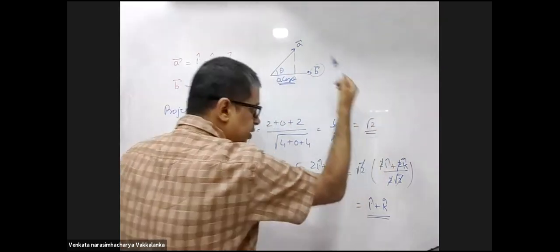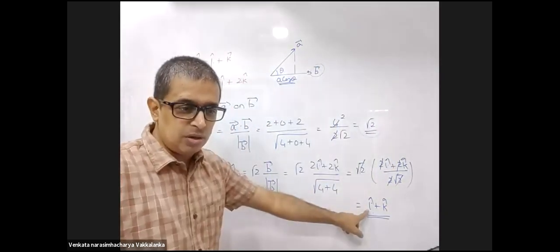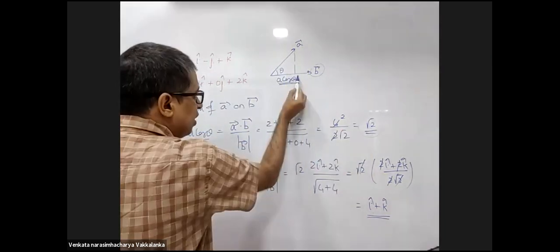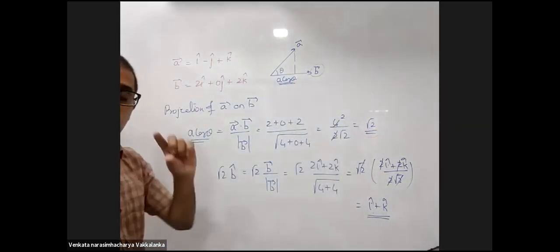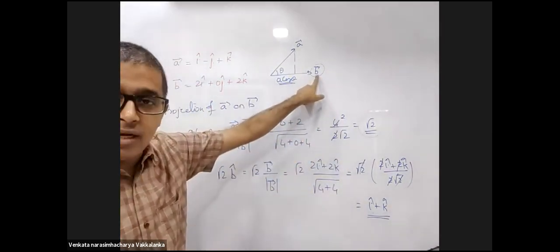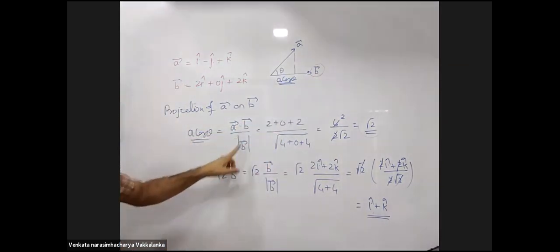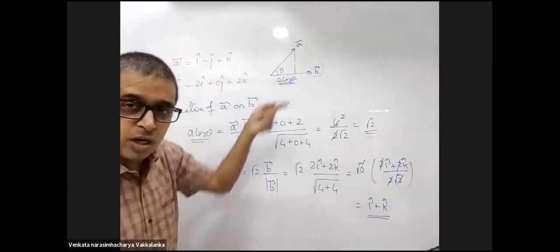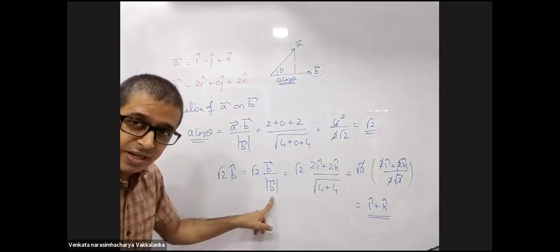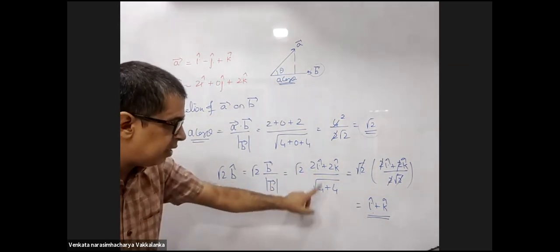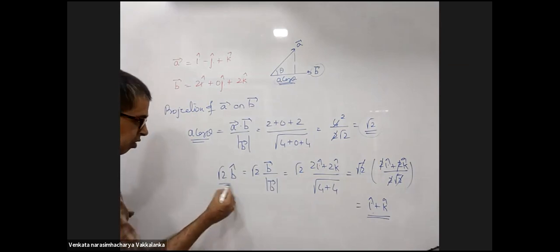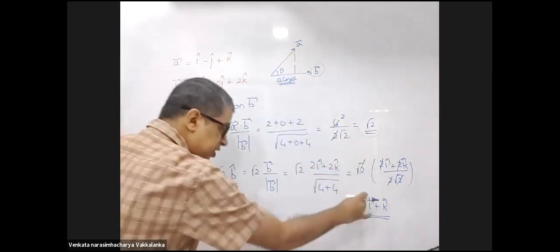You want only magnitude, that's the answer. You can cross verify: root over of 1 square plus 1 square is root 2. You want only the magnitude of A cos theta, this is the answer. If you want to represent A cos theta as a vector, it should be A cos theta into B cap. What is B cap? B cap is the direction along B. How do I get the direction? Vector by its magnitude. Vector B divided by its magnitude, you get the component of A along B with the direction.